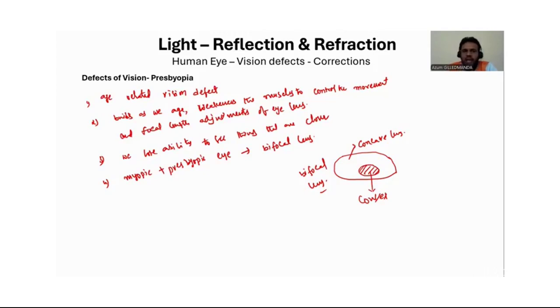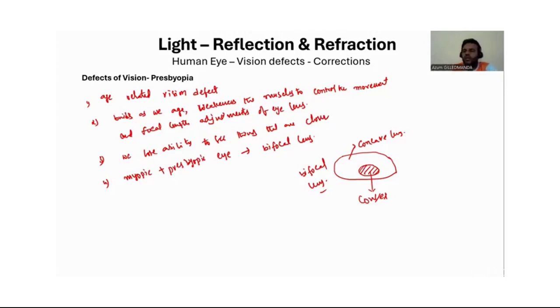Now, as the age gets, they pick up this weakness in the muscles and the controlling of the movement of the eye and also the focal length adjustment, right? So when the focal length adjustment gets reduced, you will not be able to see closer things. So when you are not able to see closer things, what you need is some lens to correct that vision, that is convex lens.